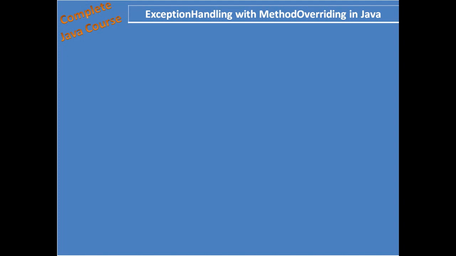Meaning, if we are overriding the methods, then how to handle the exception in the overridden method. Okay, so let's start. What is the overridden method? We will learn in the upcoming videos in detail, where we learn polymorphism, because method overloading and method overriding are concepts of polymorphism. Here we just look at how to handle the exception within method overriding.